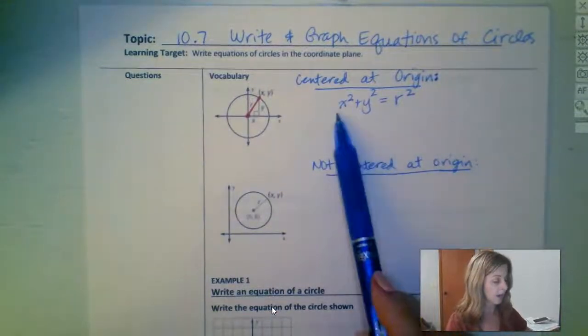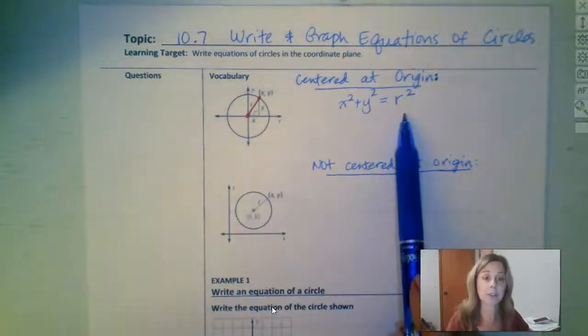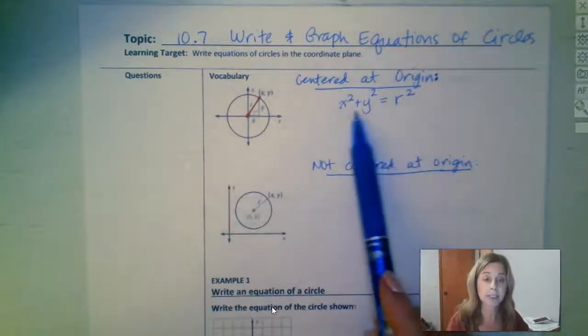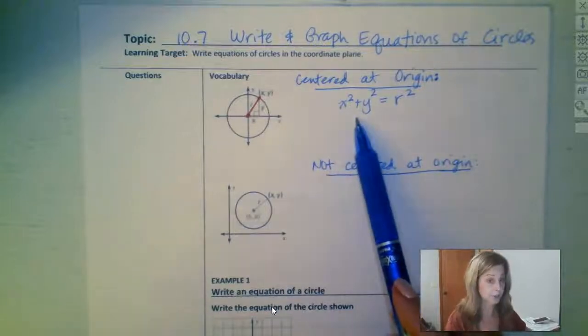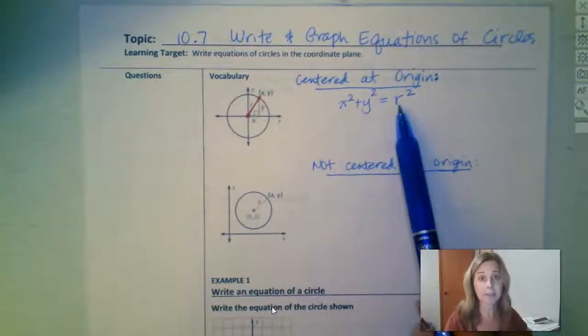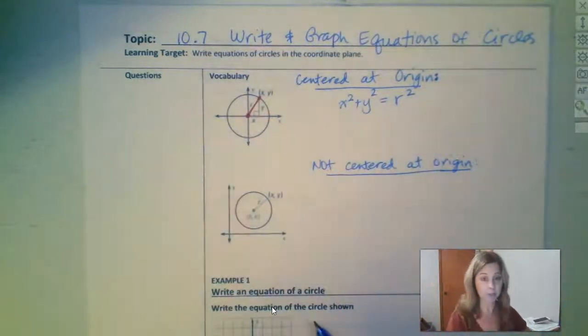And that's our first equation. So if we have a circle centered at the origin, this is the equation. Now r squared is going to be a value. So if the radius was 4, then I would have a 16 here because I would do 4 times 4.